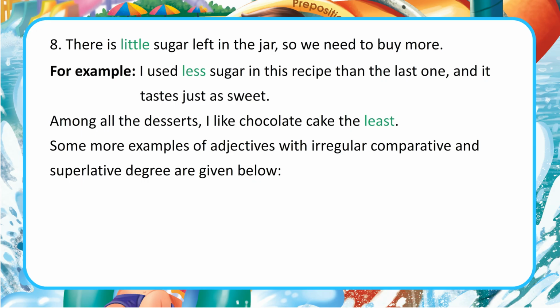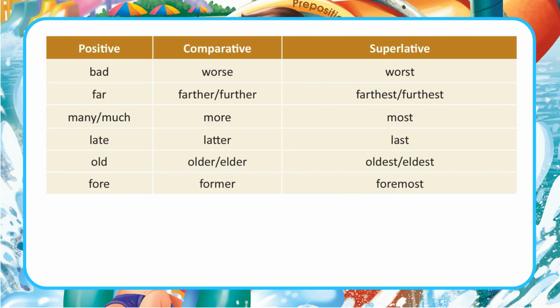Some more examples of adjectives with irregular comparative and superlative degrees are given below. Positive, comparative, superlative: bad, worse, worst. Far, farther/further, farthest/furthest. Many/much, more, most. Late, later/latter, last. Old, older/elder, oldest/eldest. Fore, former, foremost.